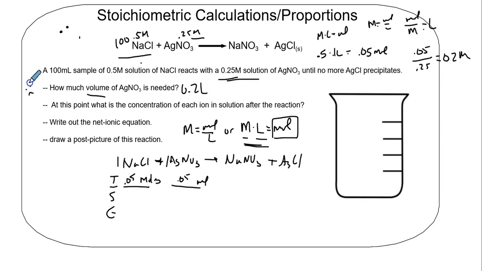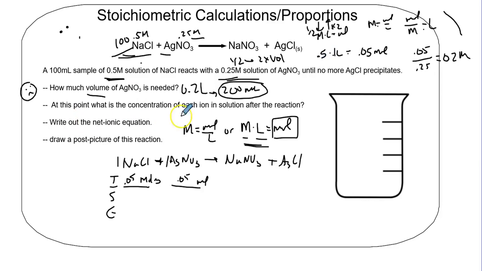Now here's my question. Could I have gotten that without doing all that work? The answer is yes. Molarity times liters equals moles, and I'm going in a 1-to-1 ratio. So I have half the concentration, so I need 2 times the volume to match that. If this goes down by 1/2, this needs to go up by 2 to match it. So 100 times 2 is 200 milliliters. Always looking for proportions if we can.